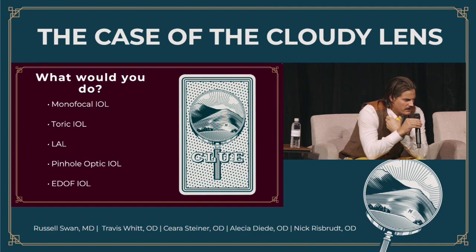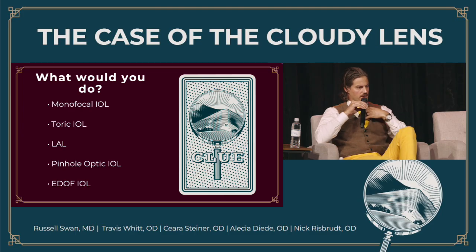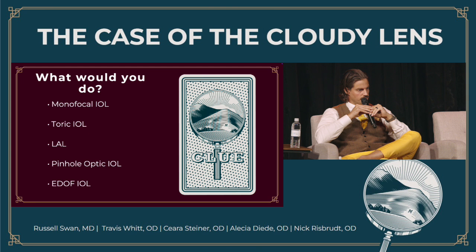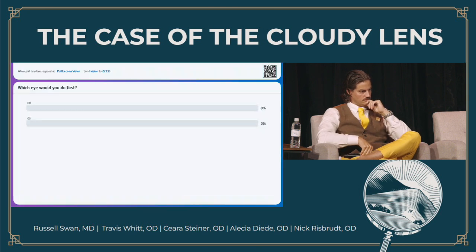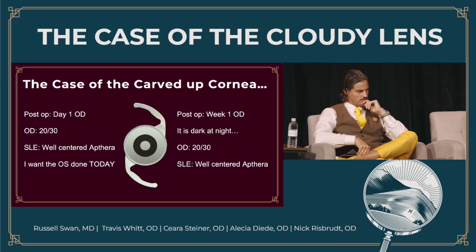I would do an Apthera in the right eye, and I would do a light adjustable lens in the left eye. That's what I would do. Okay, so the second question was, which eye were you going to do first? We did do an Apthera in the right eye, as you had suggested, the very irregular cornea.